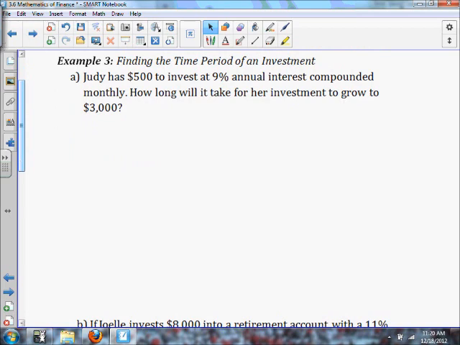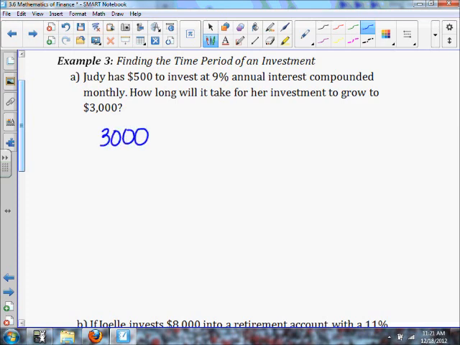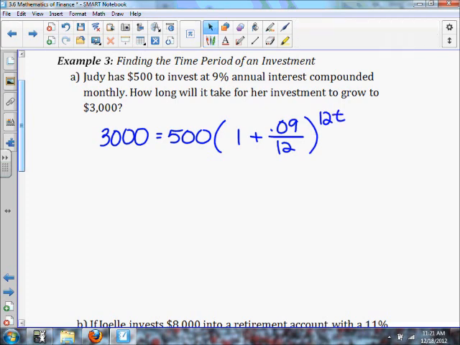Judy has $500 to invest at 9% annual interest, compounded monthly. How long will it take for her investment to grow to $3,000? So, $3,000 equals 500 times (1 plus 0.09 compounded monthly would be 12). We make this 12t. Okay?